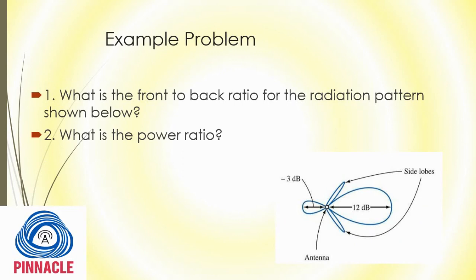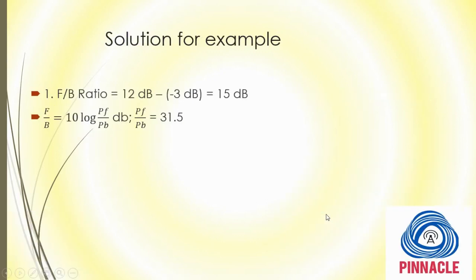The figure shows the radiation pattern of Yagi-Uda antenna. First question, what is the front to back ratio for the radiation pattern shown below, and second question, what is the power ratio? The front is 12 dB and on the back side the radiation is minus 3 dB. So front to back ratio is 12 dB minus minus 3 dB, so it is 15 dB. Now the power ratio is equal to 31.5.